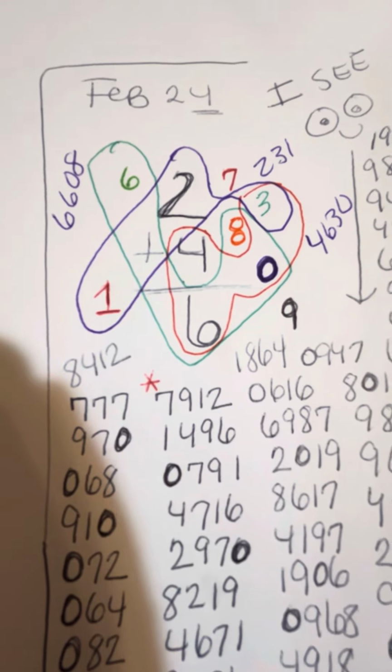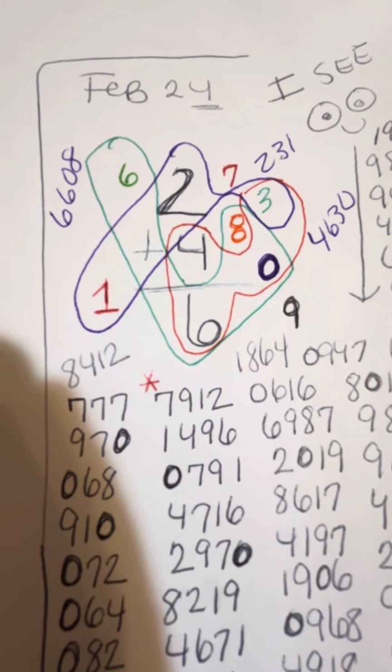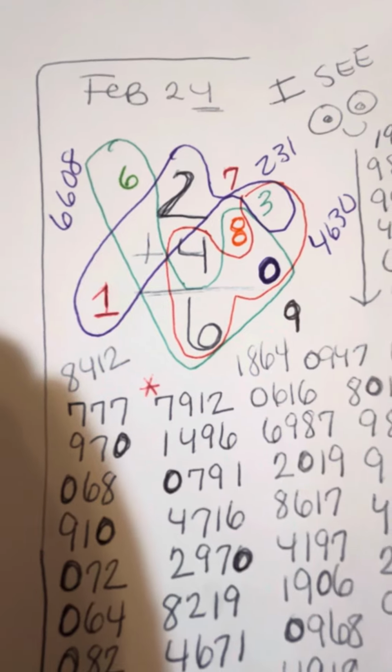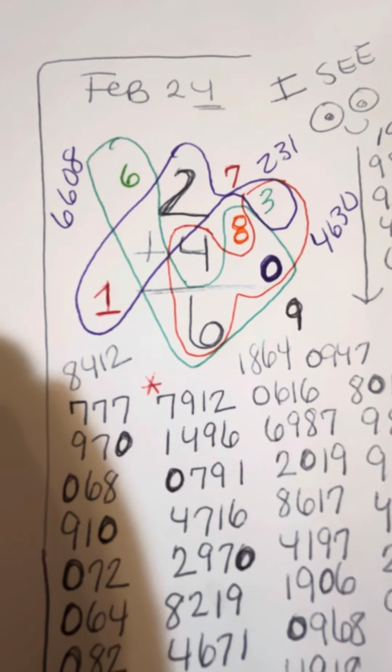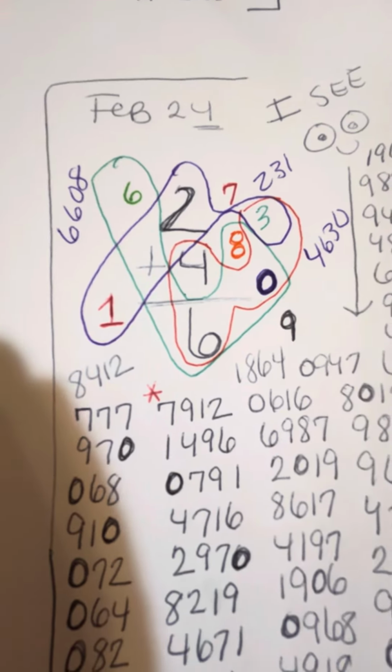And the ones going downward are your month, the day, and what the month and the day, the last digit, add up to. Hope y'all understand it.